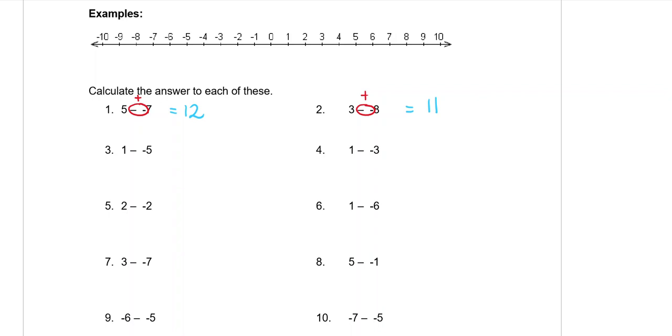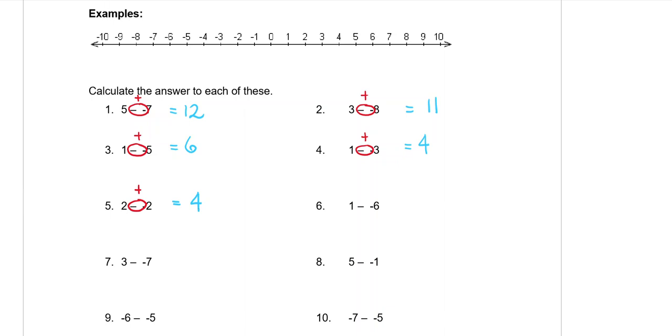Question 3. Circle the two minuses, they become a plus. So that's 1 plus 5, which is 6. Question 4. The minus signs make a plus. So 1 plus 3 is 4. Question 5. Circle the two minus signs, make it a plus. 2 plus 2 is 4.